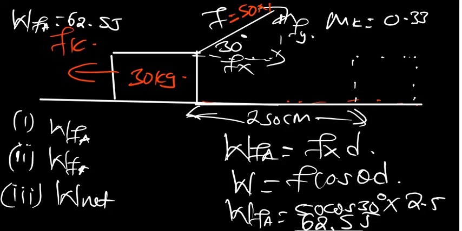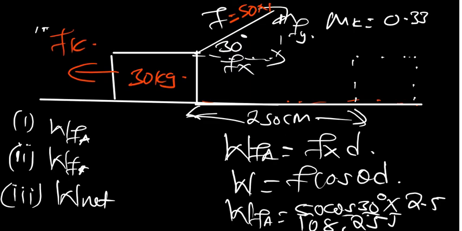Okay. So it's supposed to be 108.25 joules. So I'm going to put it here and say my work done by the applied force is 108.25 joules. I'll leave it there. I'm done with part 1.